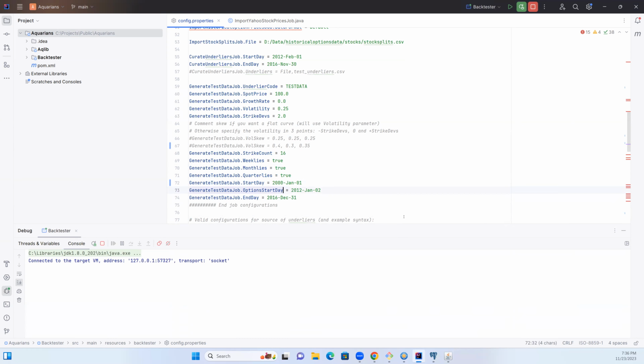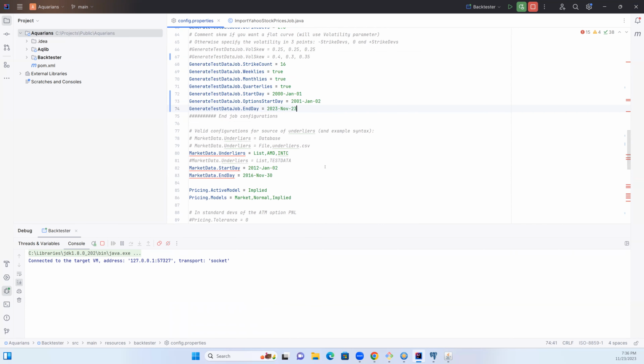And options, I'm going to start it 1 year later. And end day, what day is today? 2023, November 23. So that's about it. I've configured this.